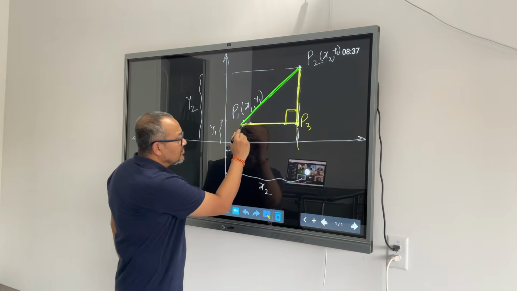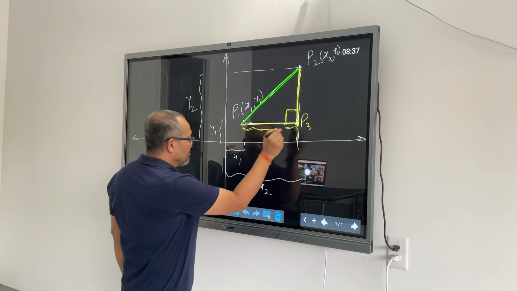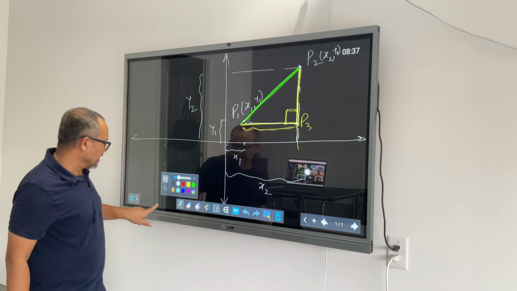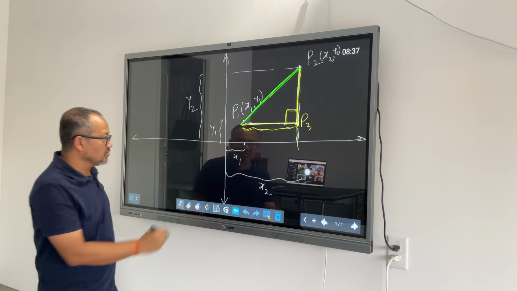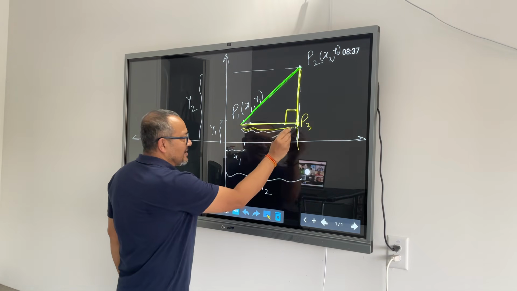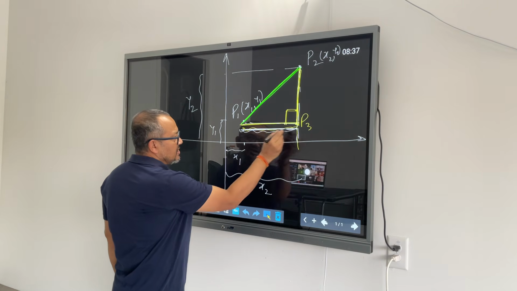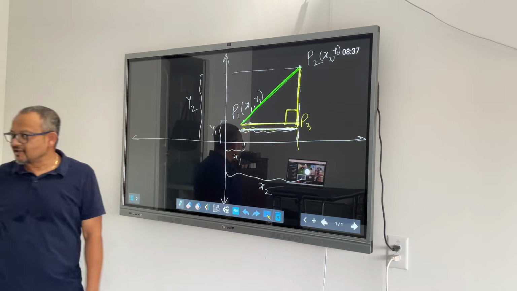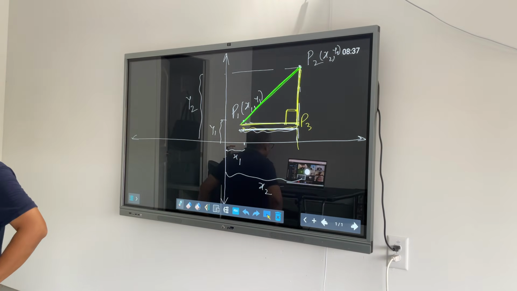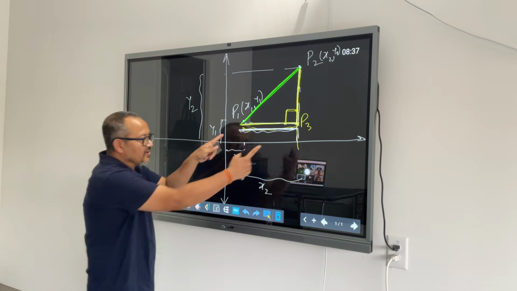So if I have to find out this length, how much is this length? Can somebody tell me? Let me award you guys for a very creative answer. If I have to find out this length, how much is this length, from this point to this point? Let's see who's thinking through it. How much is this distance from here to here?